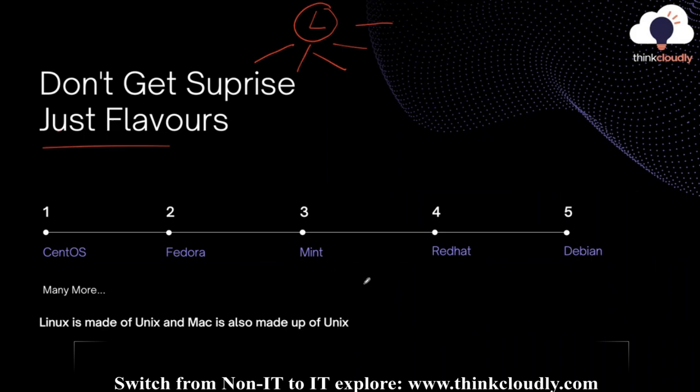So if you're working for one company, they might be using CentOS. If you're working for another company, they might be using Fedora. It doesn't matter. All these are flavors, but they are actually made on Linux itself. So these are the flavors of Linux: CentOS, Fedora, Mint, Red Hat, Debian. Whenever you go to an interview and they ask you, have you heard about CentOS? Don't get surprised. It is just a flavor of Linux. CentOS Linux, Fedora Linux, Mint Linux, Red Hat Linux, Debian Linux. All are Linux. So don't get surprised.